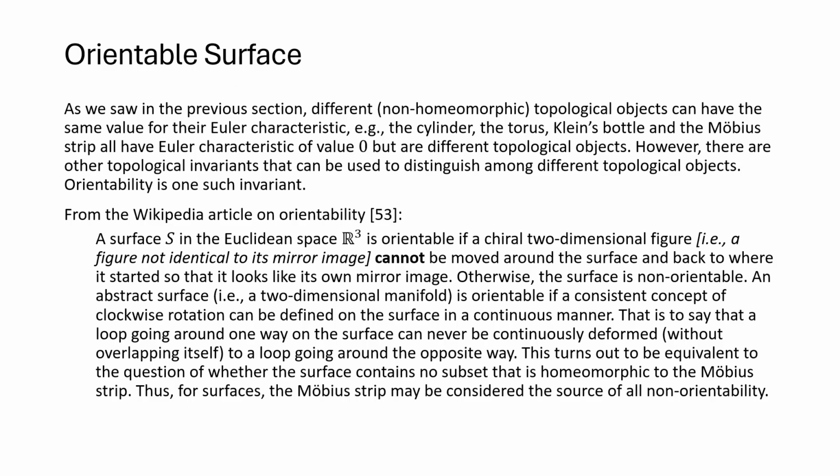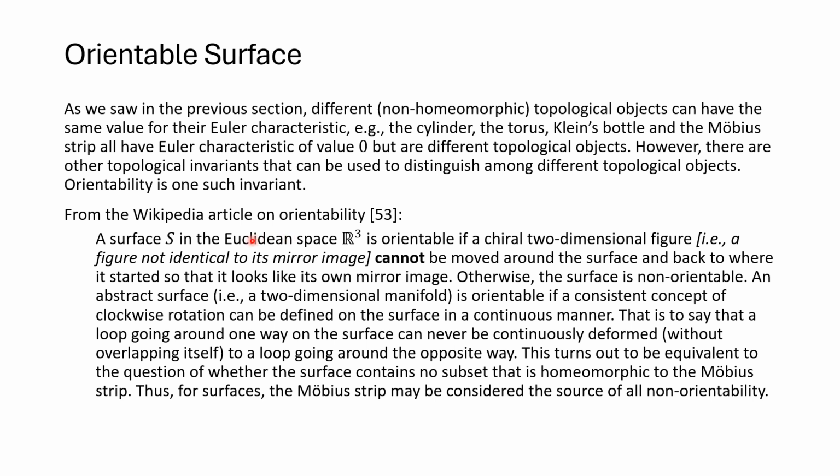Recall from the previous lessons, we talked about different objects that had the same Euler characteristic. For example, the cylinder, the torus, the Klein bottle, and the Mobius strip all had an Euler characteristic of value 0, but they were different topological objects. So we need other invariants in order to distinguish and classify the different topological objects. And one such invariant is called orientability, which we'll talk about here in this short lesson.